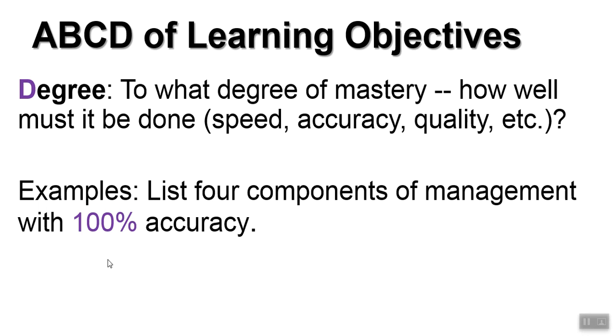Degree: to what degree, or the mastery level, you want them to achieve. So list four components of management with 100% accuracy. That's ABCD done. Very simple, basic.